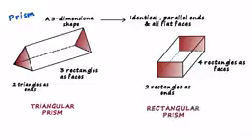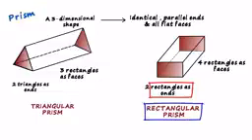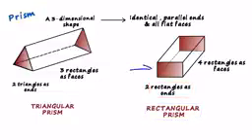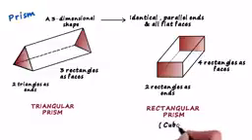So if you noticed, the prisms are defined by their ends. Triangles as its ends, triangular prism. Rectangles at its ends, rectangular prism. Look at the rectangular prism. Does this shape remind you of another three-dimensional shape? Yes, a rectangular prism is also a cuboid.